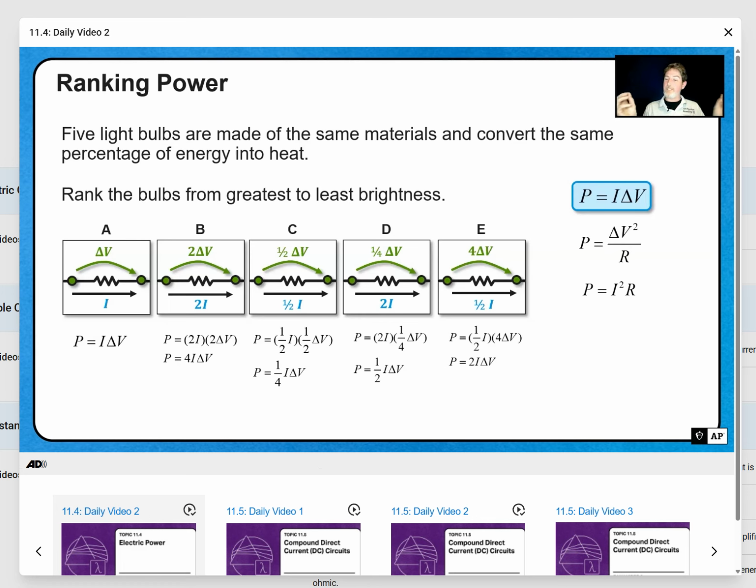We're just really looking at those leading terms to see how they're going to adjust and scale our power output. From here, we just rank them from greatest to least power, and that will tell us the relative brightnesses of them. It's not going to tell us one is twice as bright or 3 times as bright, but it will tell us which ones are brighter than the others.